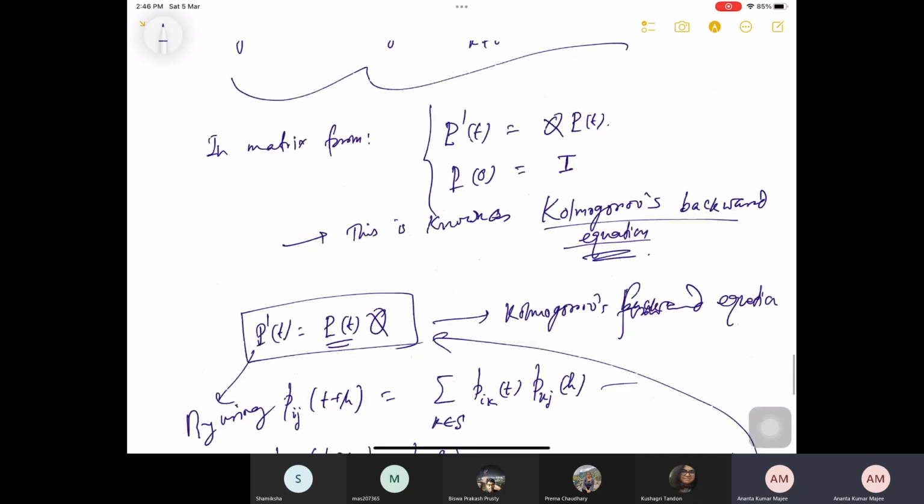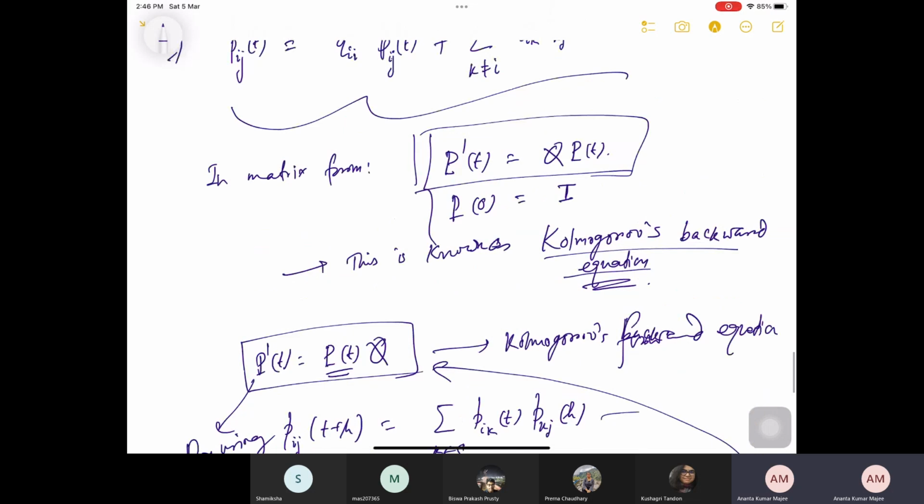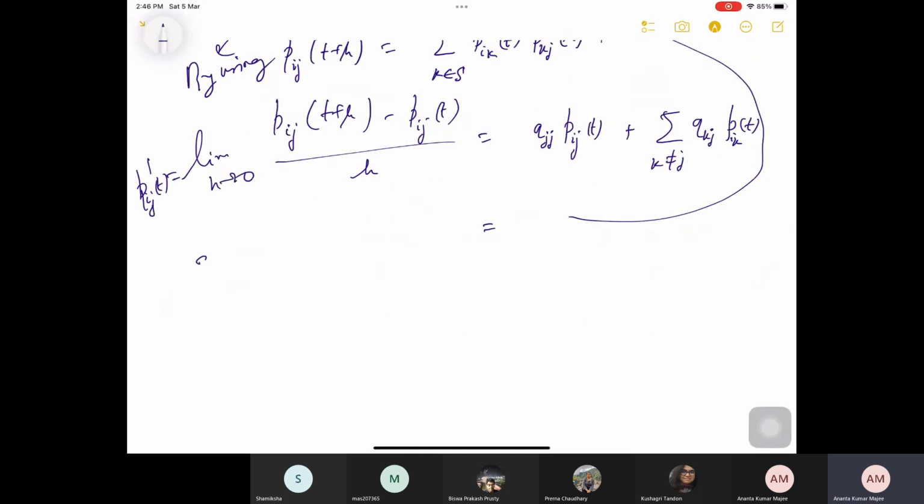Let us come back to this ODE. P prime t is equal to Q times P of t, where Q is your infinite matrix in general. It may be a finite matrix depending on your state space. If the state space is finite, Q is finite, and so on. So now the solution to this problem, maybe I put as a star. Solutions of star have the following form.